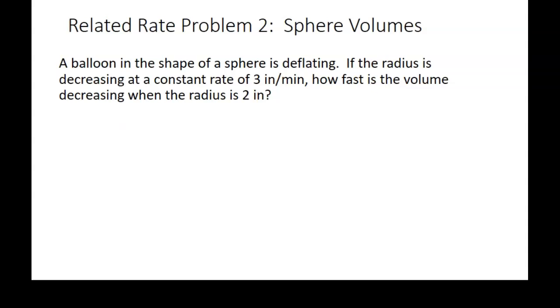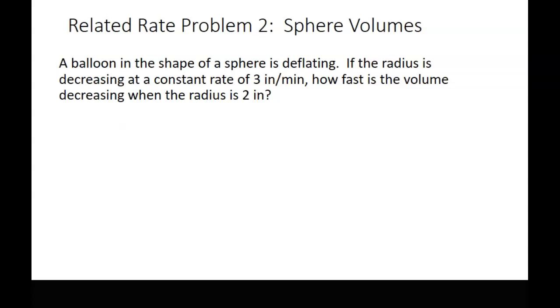Let's go ahead and find this problem. All right, so a balloon in the shape of a sphere is deflating. If the radius is decreasing at a constant rate of 3 inches per minute, how fast is the volume decreasing when the radius is 2 inches? Okay, so I'm just going to draw a circle again because I can't draw a sphere on a piece of paper, but it's going to look like that.